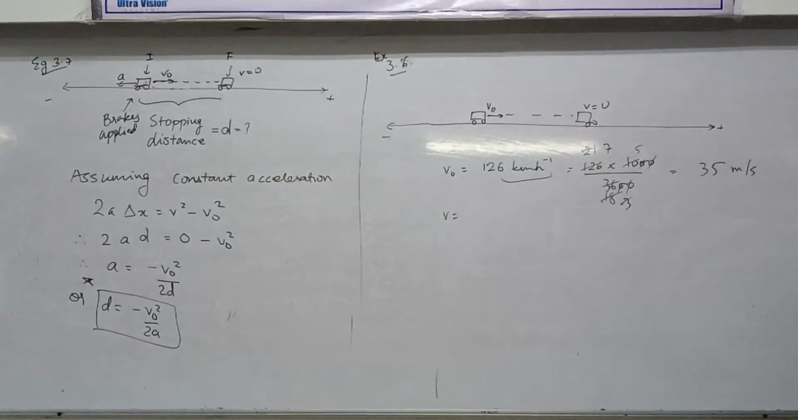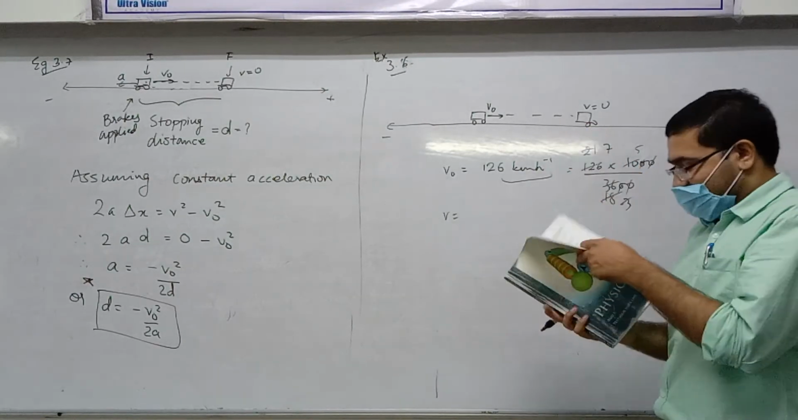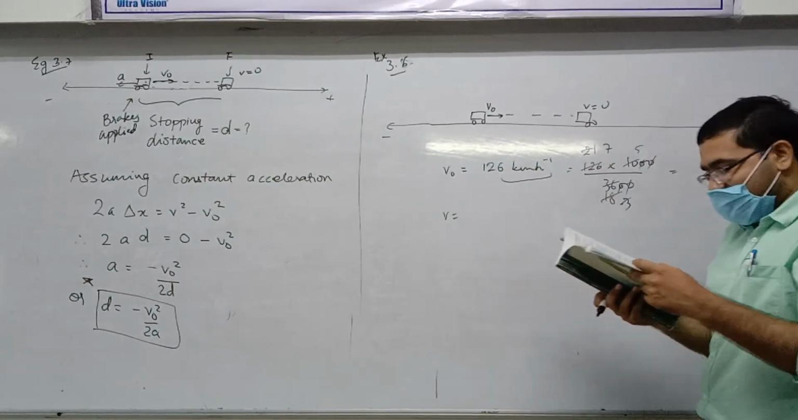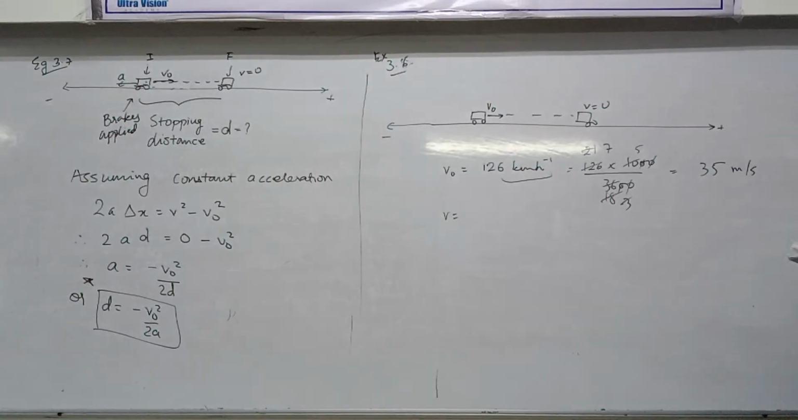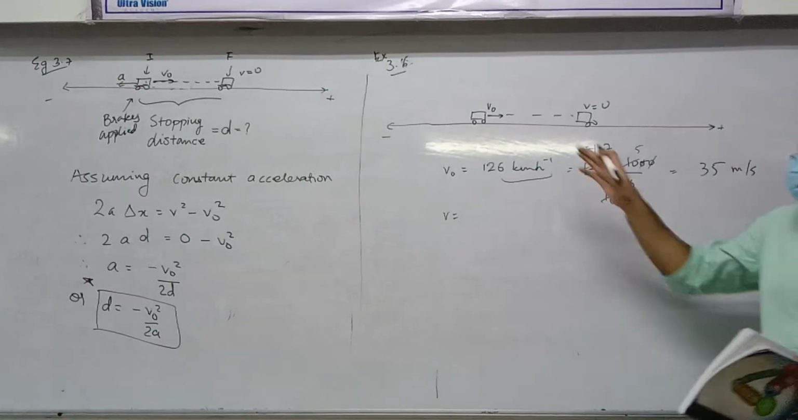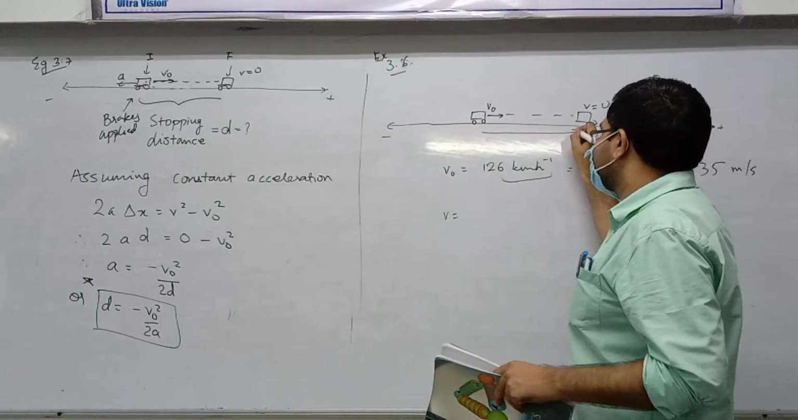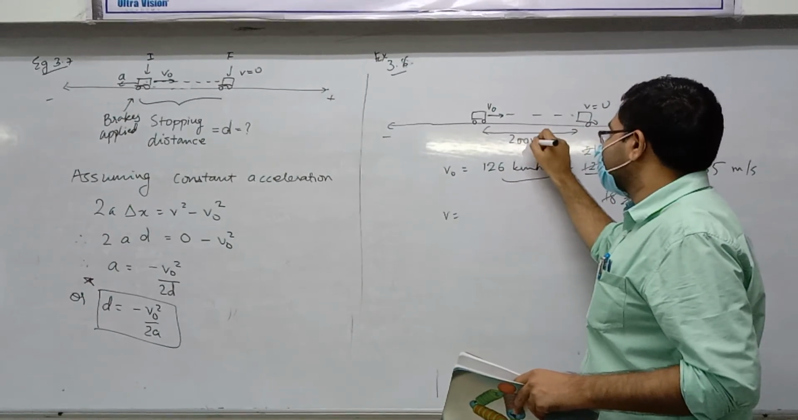A car is moving along a straight highway with a speed of 126 km per hour and is brought to a stop. Is brought to a stop means we have to stop it. Okay. Within a distance of 200 meters. Did you understand? Yes, yes. So, in how much distance does it have to stop? 200 meters. Is that clear or not clear?